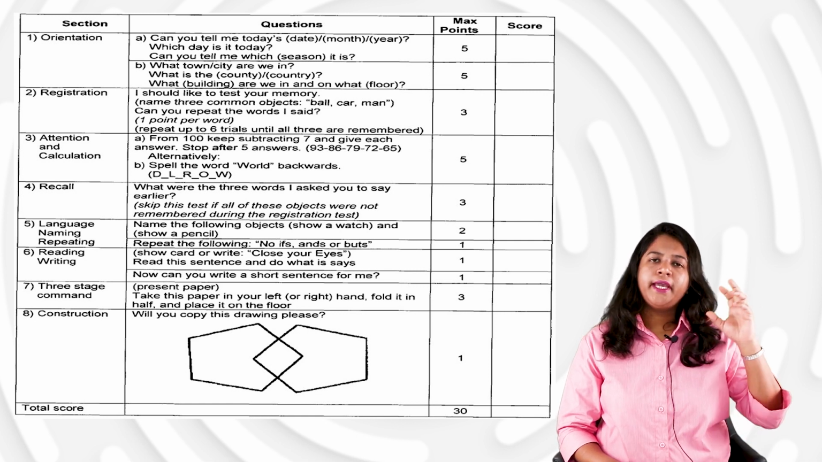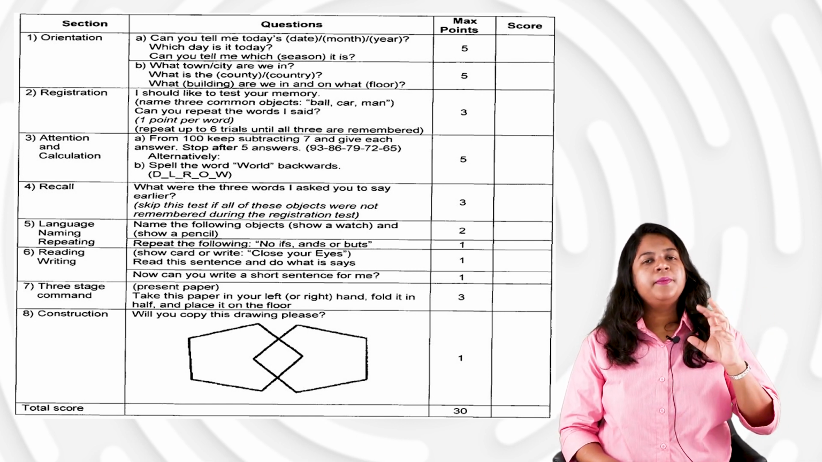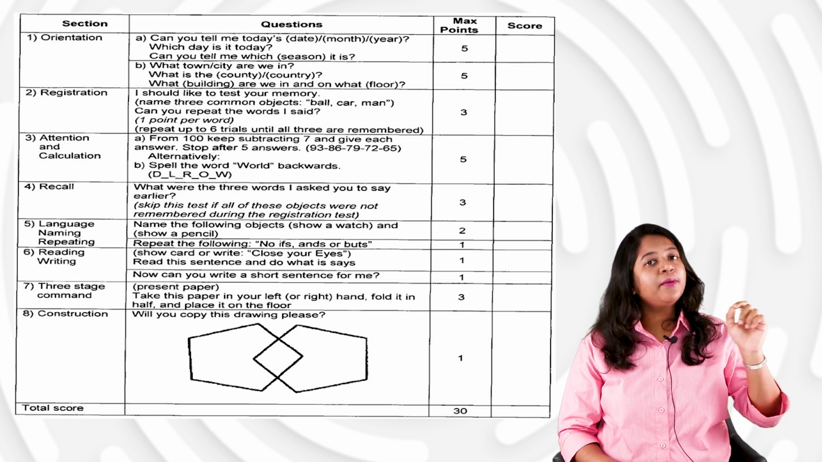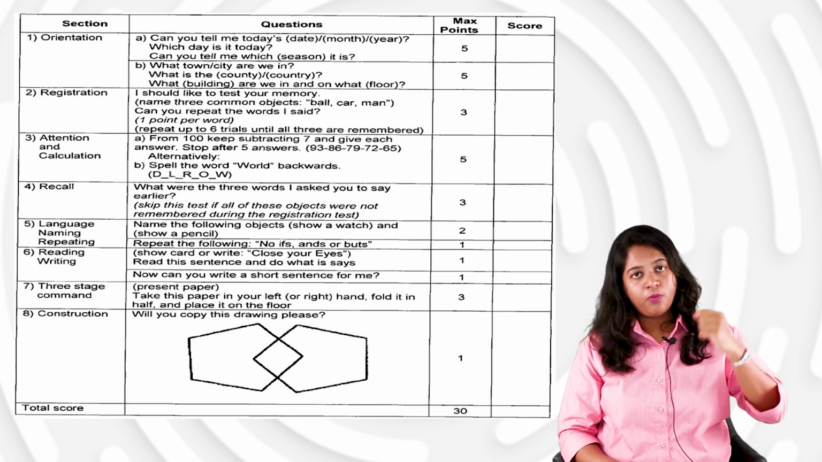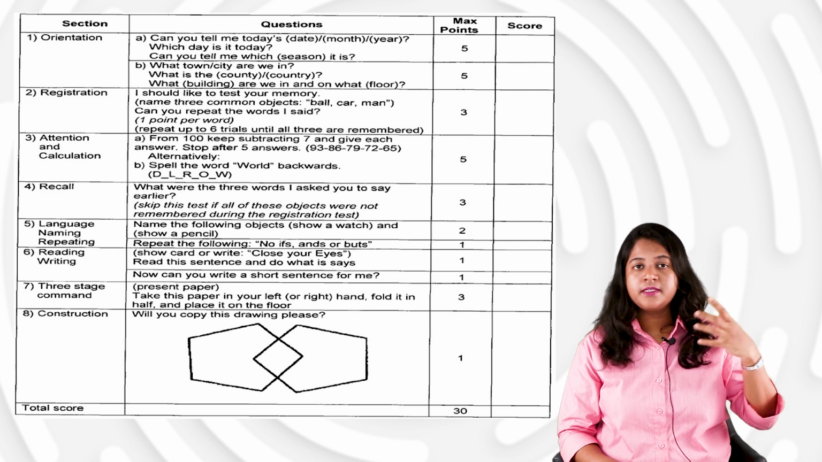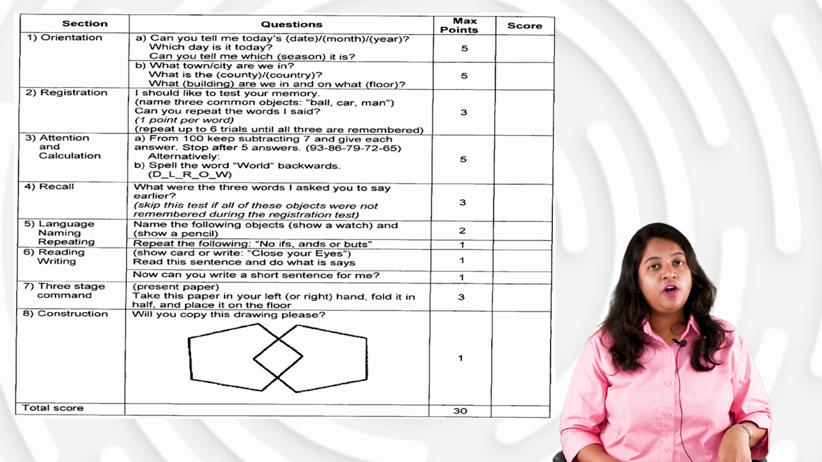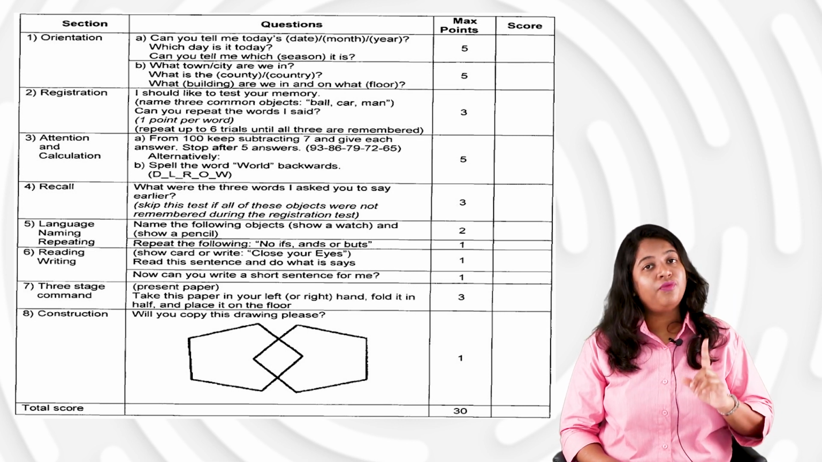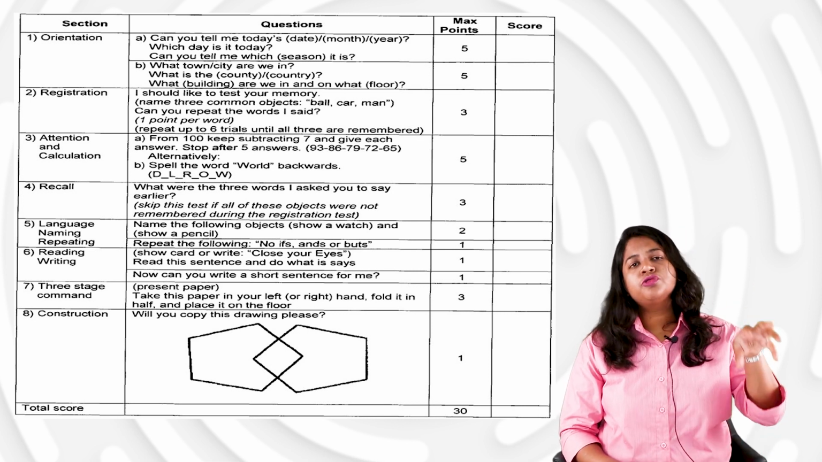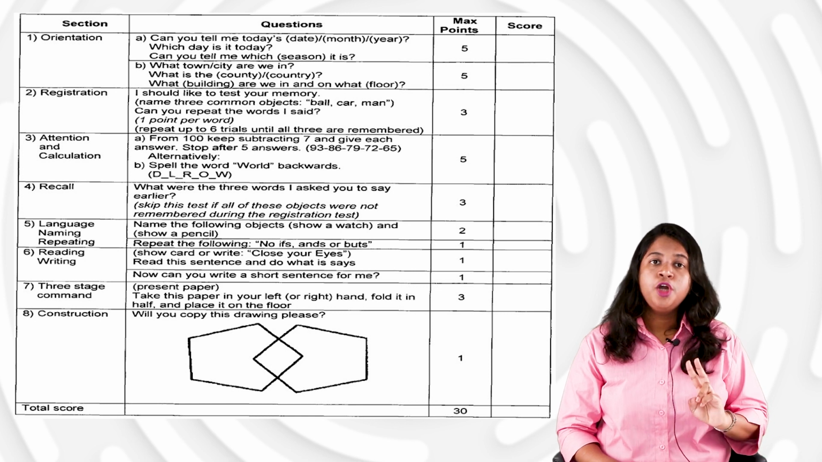So you will be showing any object and asking the patient to tell the name of the object. You can show a watch, a pen, a pencil, whatever it is. If the patient answers the name of the particular object correctly, you will be giving a score of 1 for each right answer. The total score for naming the object is 2 points.